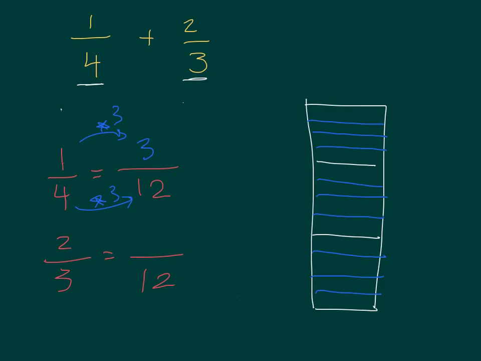Then I'm going to multiply here. To go from 3 to 12, I multiply by 4. I'm going to multiply the numerator by 4. And 2 times 4 is 8. Just to show the different numbers.